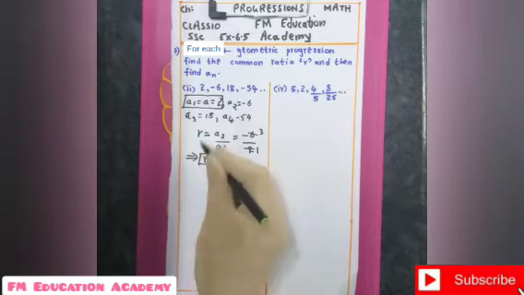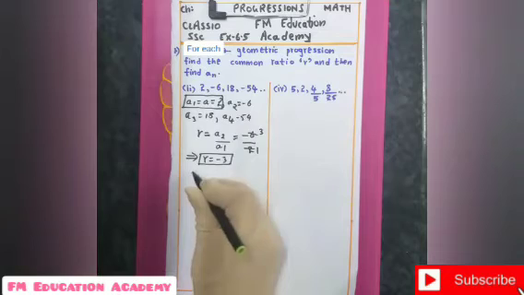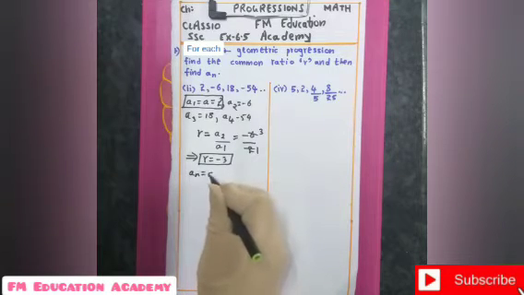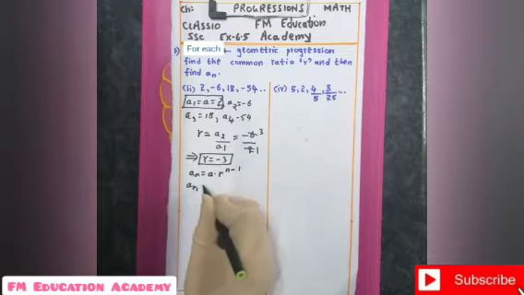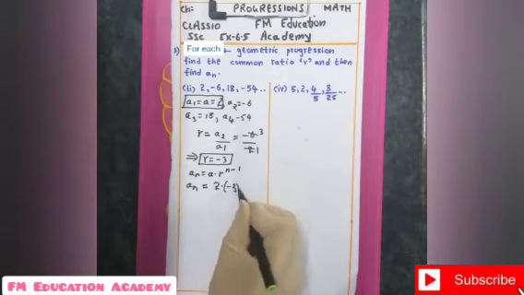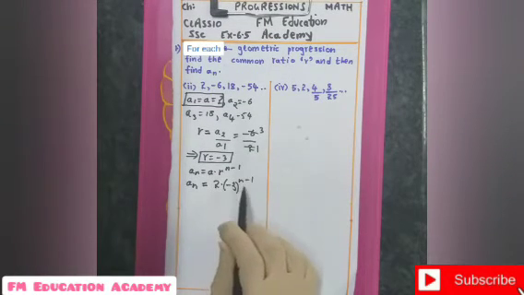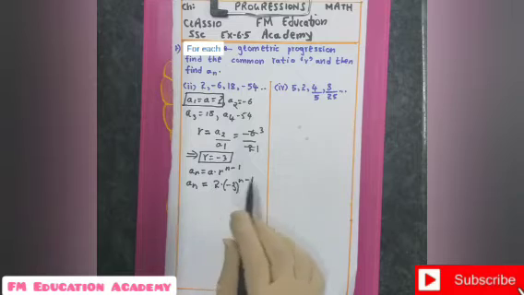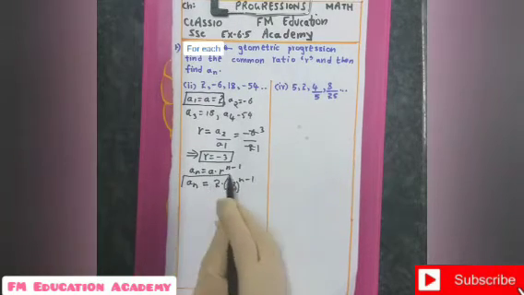Now we have A, we have R. It is asking me to find out the nth term An, right? The formula for the nth term of GP is A into R power n minus 1. So nth term of GP An is equal to A value is 2 into R is minus 3 power n minus 1. Since we cannot simplify this minus 3 power n minus 1, even if we expand it, we will stop here. So this is my nth term.